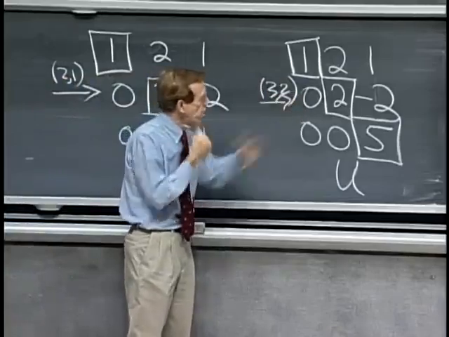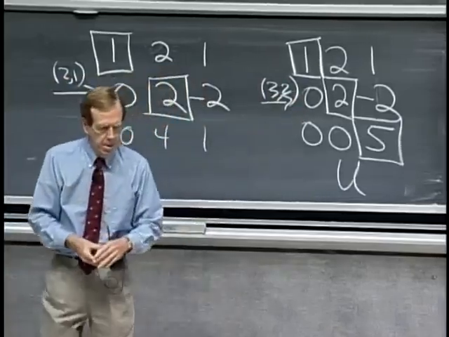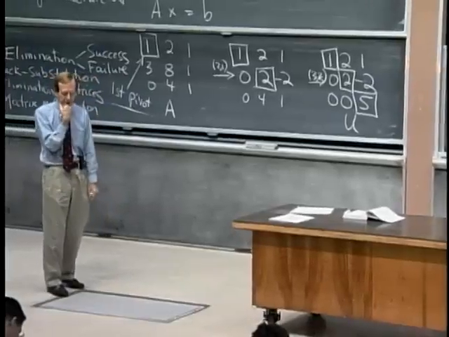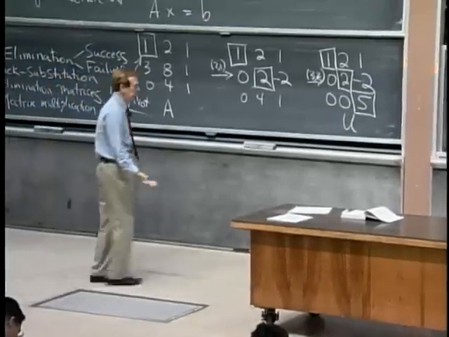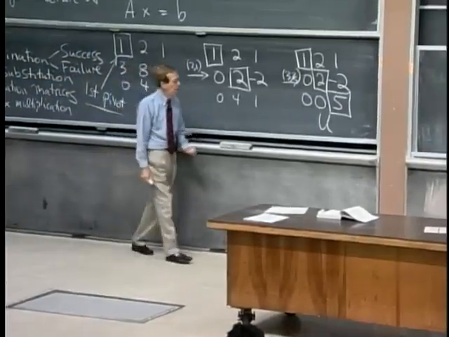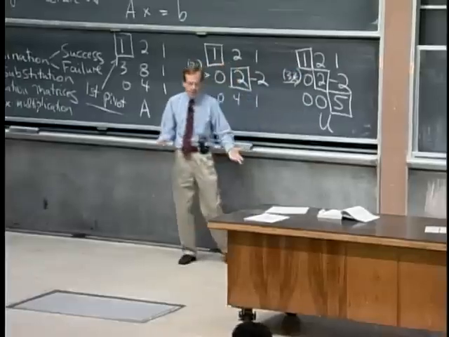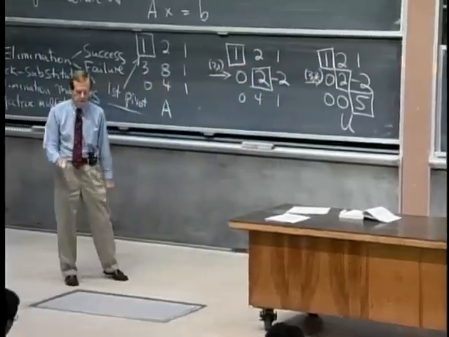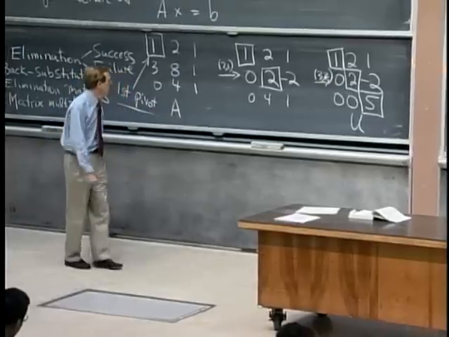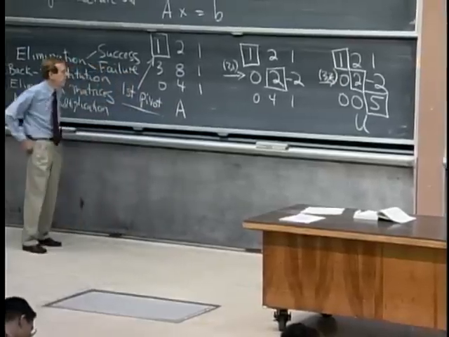And the pivots are 1, 2, and 5. By the way, just because I always anticipate stuff from a later day, if I wanted to know the determinant of this matrix, which I never do want to know, but I would just multiply the pivots. The determinant is 10. So even things like the determinant are here. Okay.